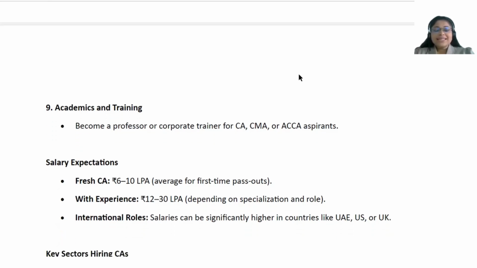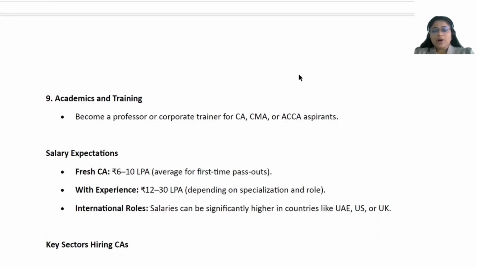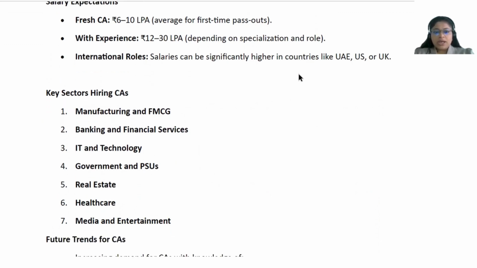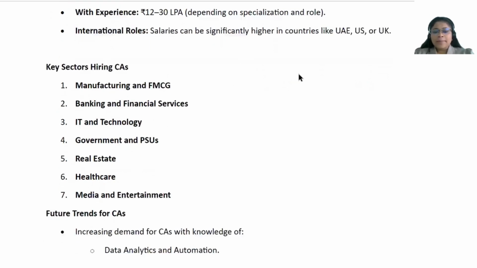And now, aspirants, let us see the salary expectations for a completed qualified Chartered Accountant. It ranges between 6 to 10 lakh per annum for first-time pass-outs. With experience, there is always a scope to increase from 12 lakh to 30 lakh depending on the specialization and the roles. As well as international roles, where salaries can be significantly higher in countries like UAE, US, or UK. Majority of the key sectors hiring CAs are manufacturing and FMCG, banking and financial sector, IT and technology, followed by government sector, PSU, real estate, healthcare, etc.